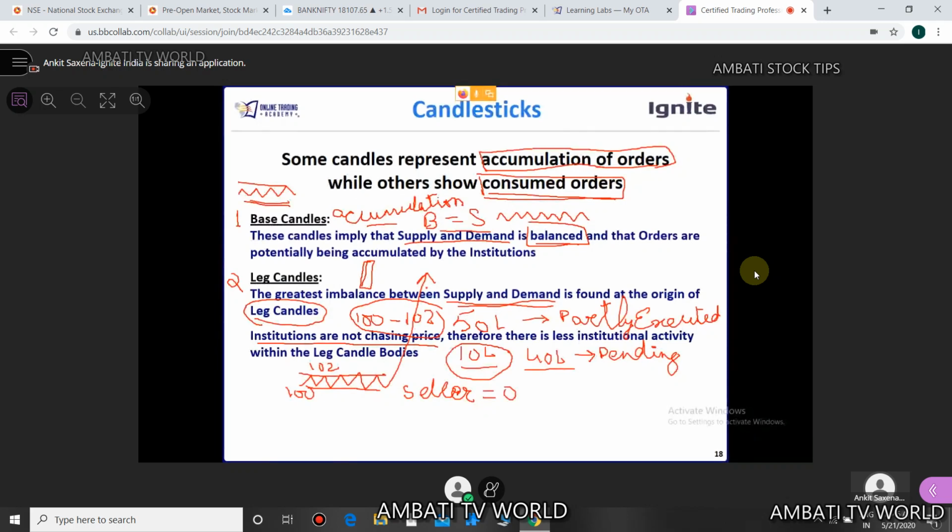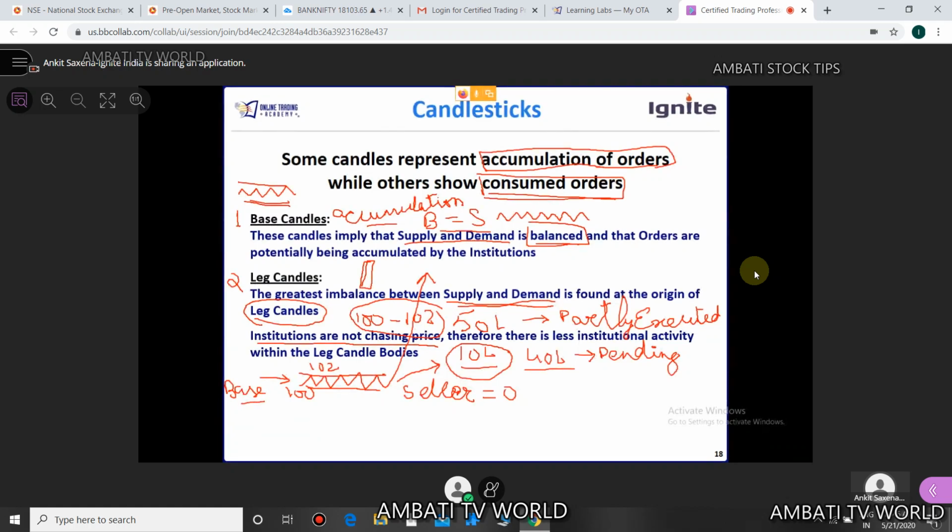How base, Yogita ji? Because here the supply and demand is in balance. The prices are trading in a range of 100 to 102, and hence the prices are here for the first 10 lakh orders. For the first 10 lakh orders that got executed, the prices are trading in a range. Getting my point, Yogita ji? The prices are trading in a range, and hence base candles are getting formed.